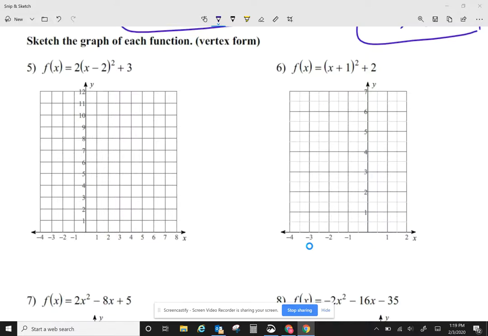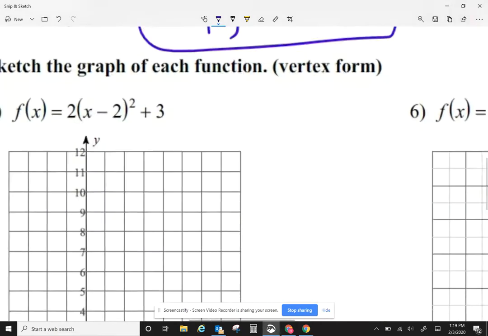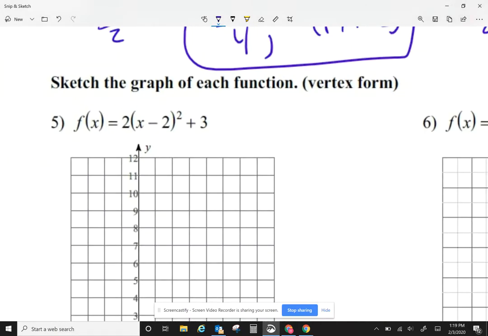Let's take a look at how to graph. We call this vertex form. And the cool thing is that I have something to the square. It looks like I have a perfect square. That gives me a parabola shape, a U shape.